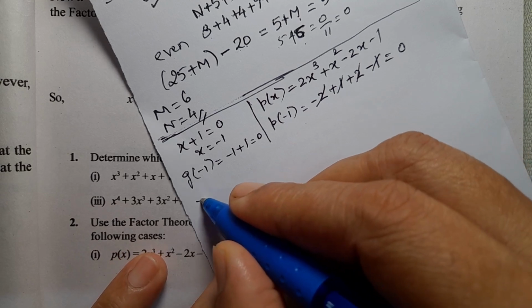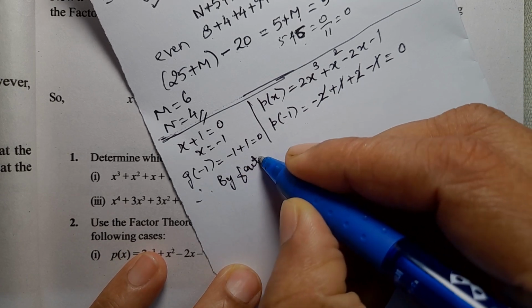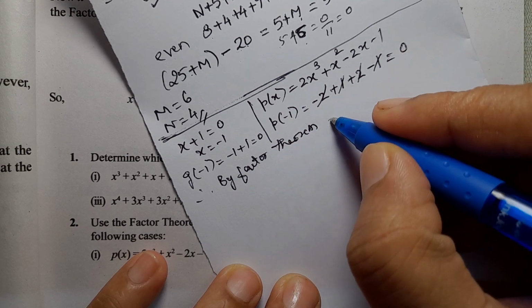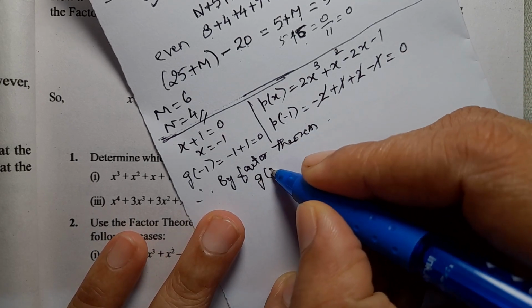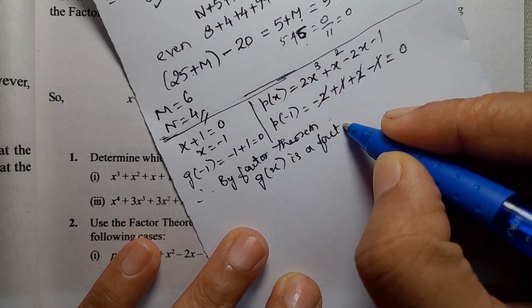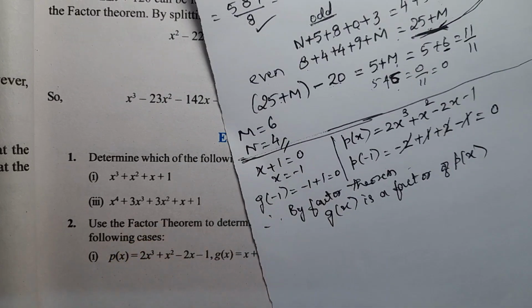So by factor theorem, therefore, by factor theorem, what does it say? g of x is a factor of p of x. Okay, next.